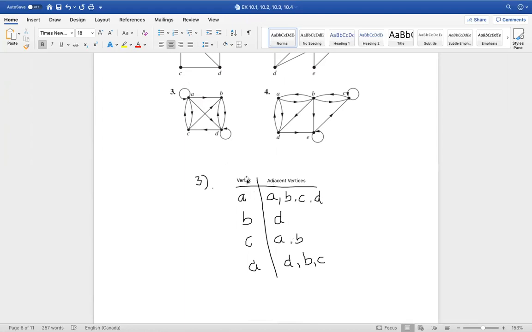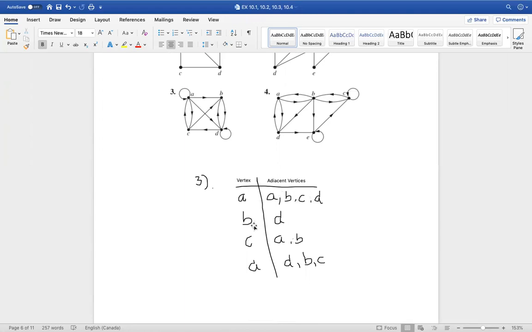So here we have the vertex A. Now it's adjacent to itself as well. This must be noted, that it is adjacent to itself because there is a loop going into it as well. So we can include A itself, and we have the edges to B, C, and D from A. Therefore, the adjacent vertices are this.